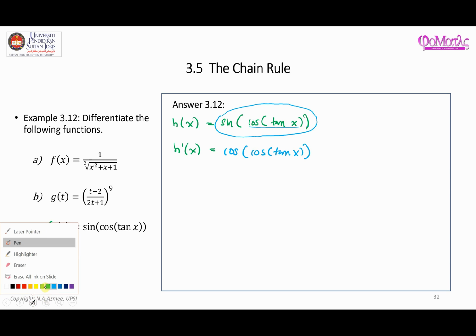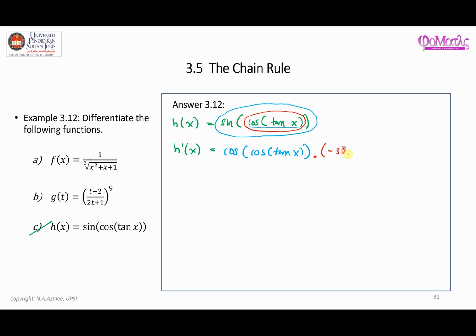Next, we're going to consider differentiating the inner function, which is this part. If you differentiate cos of something, the answer is going to be negative sine of something, and we maintain this something here. So this is negative sine of tangent x. Then finally, here we have the last part, which is the very last function here, tangent of x. If you differentiate tangent of x, the answer is going to be secant of x squared.